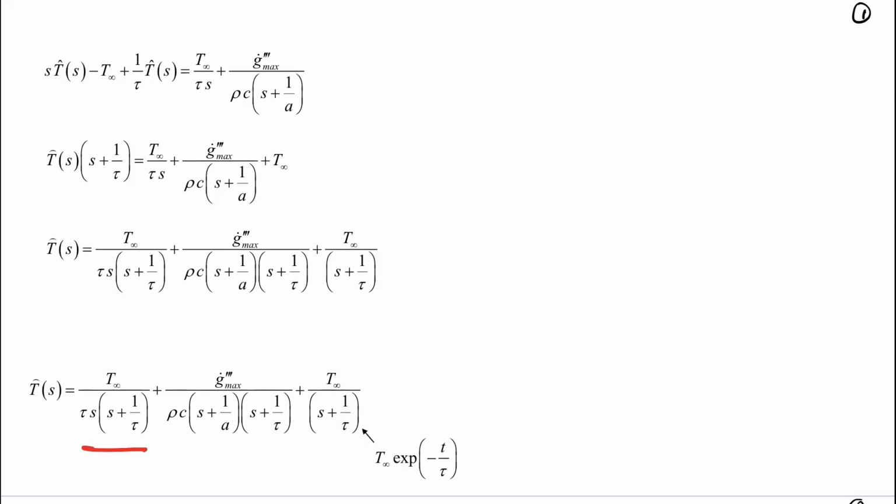So let's write this out. That term is going to be T infinity divided by tau s times s plus 1 over tau. Okay, and we want to break that up, right? We have, in the denominator, an s and an s plus something. So we want to break that up so we can do the inverse of those separately. So let's make this equal to some constant C1 over s plus some other constant C2 over s plus 1 over tau. That was, I think, one of the first examples we did: different factors in the denominator, you break it up.